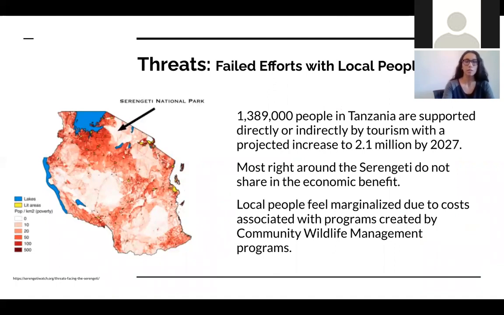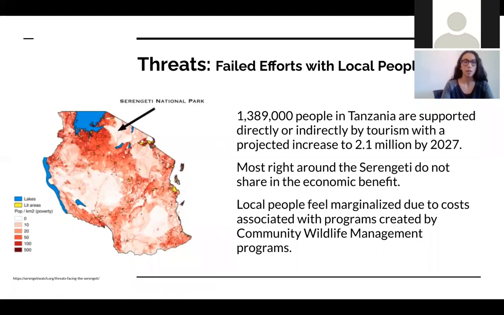The ramifications of human population growth more acutely affect the area around the Serengeti National Park, as we can see pointed out in the diagram. There is more poverty amongst people right around the border. In Tanzania, 1,389,000 jobs are created for people either directly or indirectly by tourism, which is projected to increase to 2.1 million by 2027. While ecotourism brings attention to the problems facing the Serengeti, most locals do not share in the economic benefit.